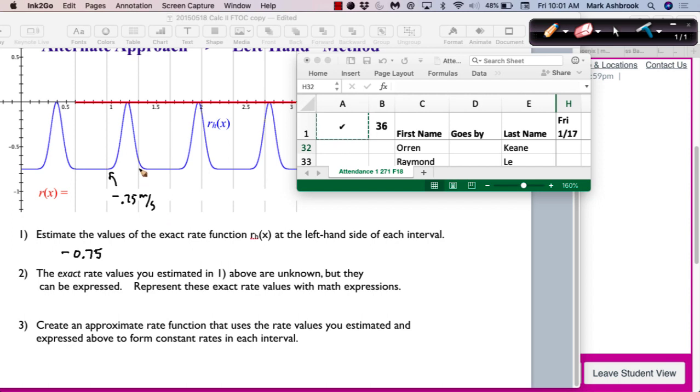-0.7. So instead of -0.75, now the value of the function on the left side of this interval is here. Does everyone see that? So -0.7. So that's just to check. Are you doing it right?